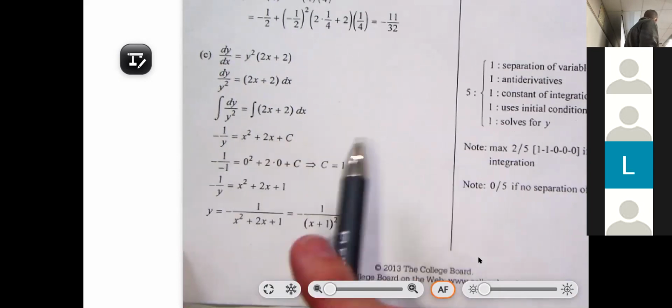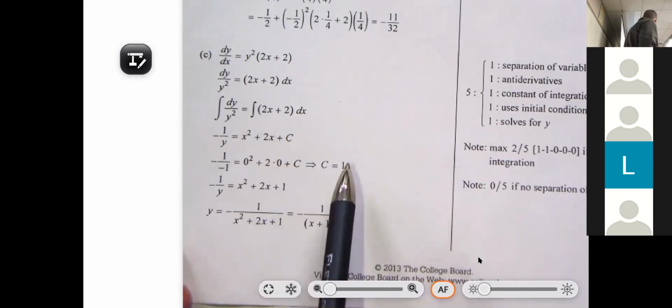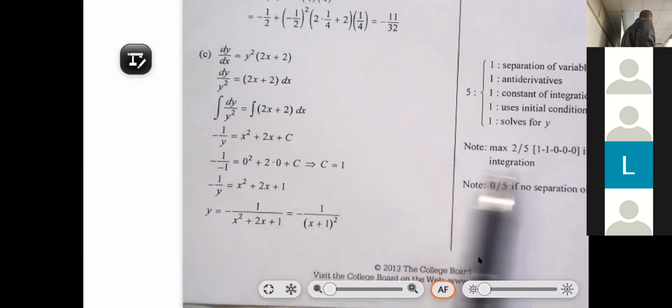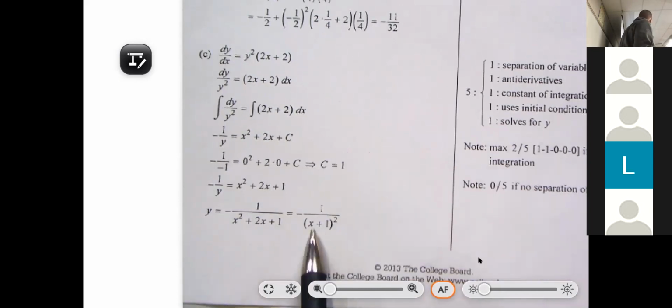Now plug in the initial condition to find the c value. Then you have to solve for y. You don't have to get to this point right here. If you just had this, then you're in good shape. Make sure you do solve for y. Get down to here.